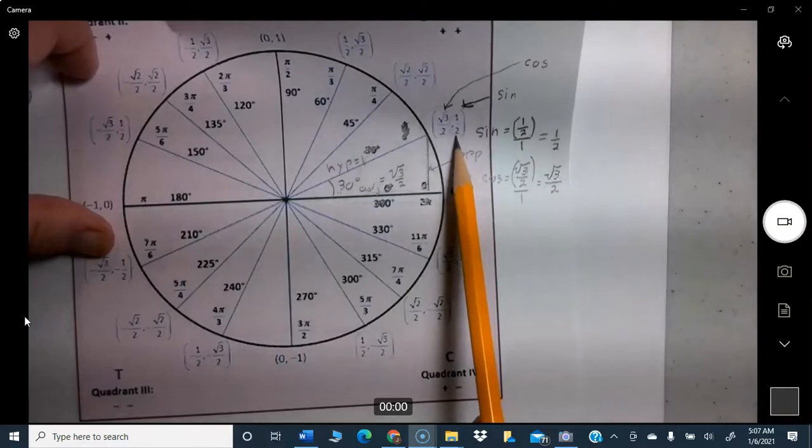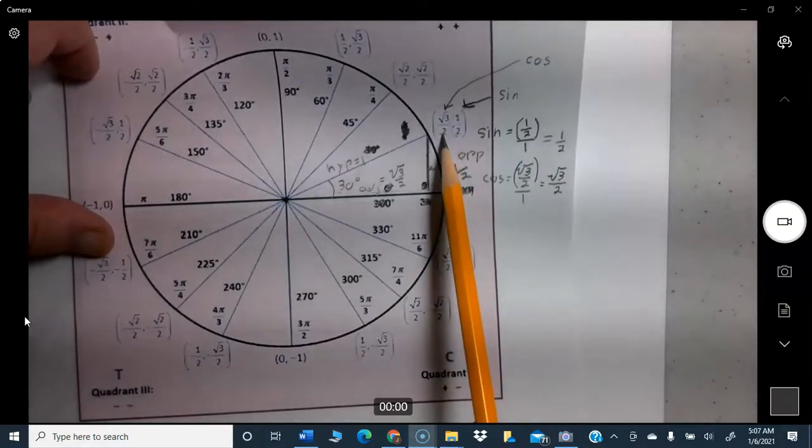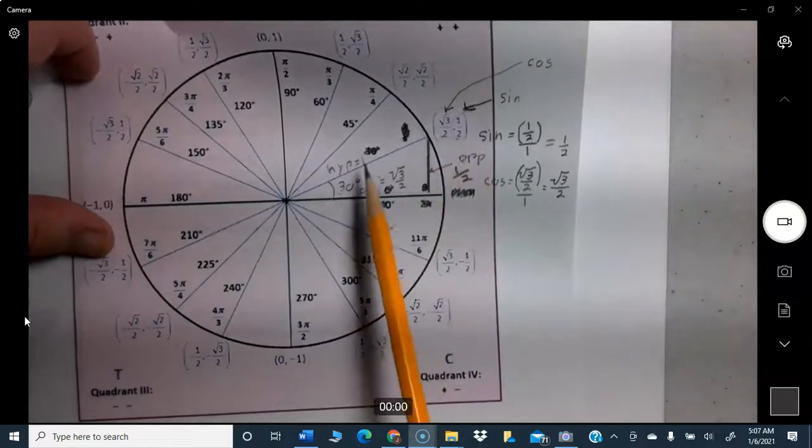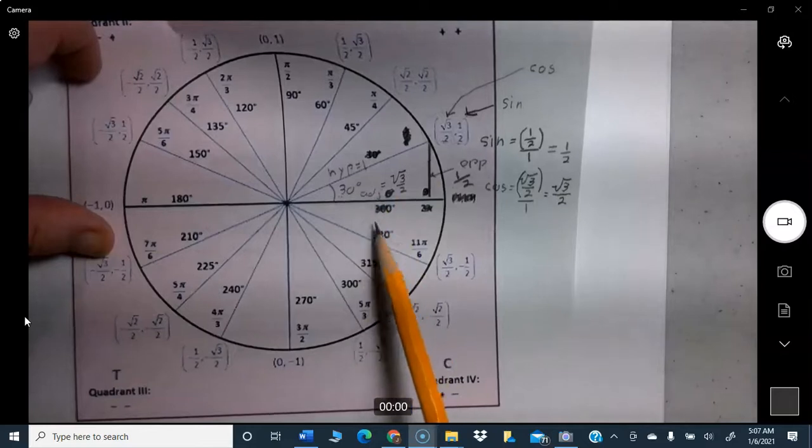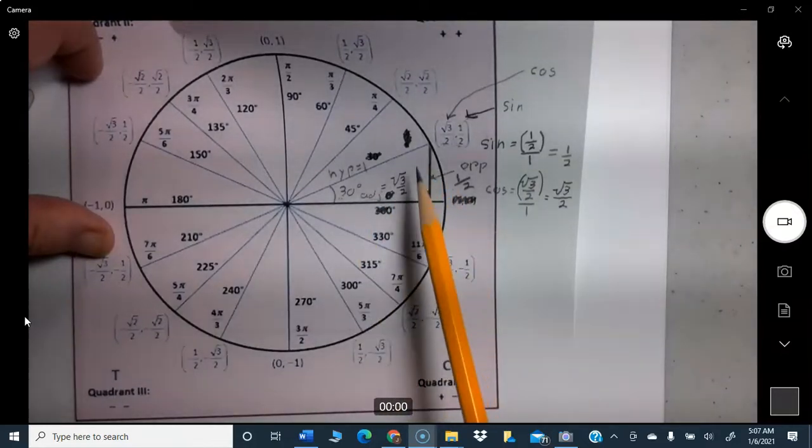That number is the sine. If you square that number, you end up with 1 over 4. 1 over 4 plus 3 over 4 equals 4 over 4, which is the hypotenuse. Okay? So that's the nature of that. But we're not really going to use that in this assignment.